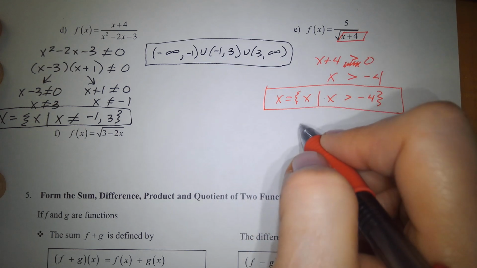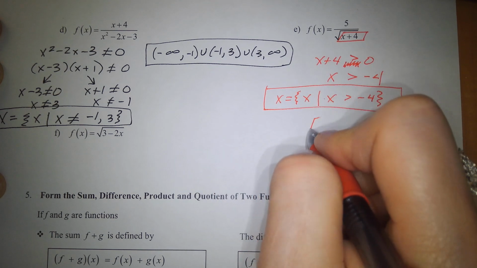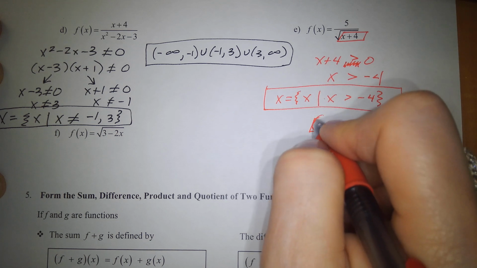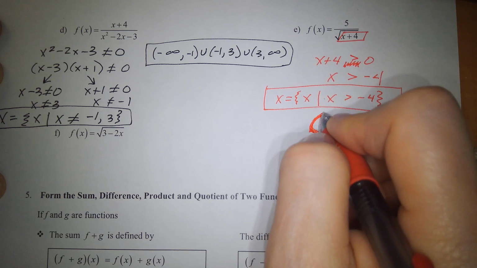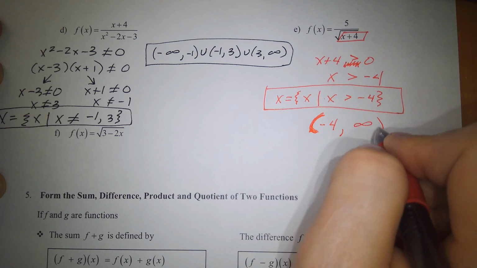In interval notation, we simply would just say if x is greater than negative 4, we would start at negative 4. We would not include it, and we would go to infinity.